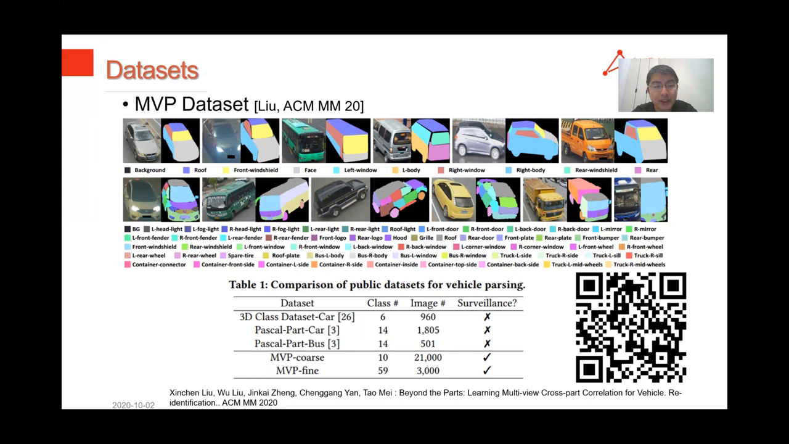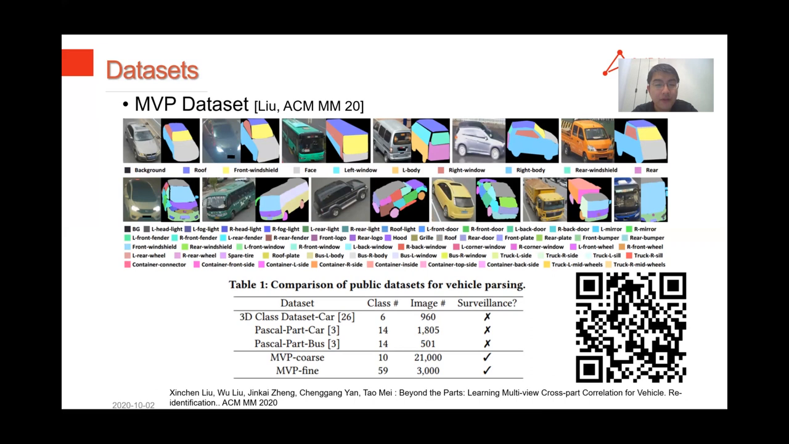The former coarse annotations can be applied to object-level applications such as vehicle re-identification, foreground classification, and pose estimation, while the latter fine annotations can be used for high-quality image generation and content manipulation.